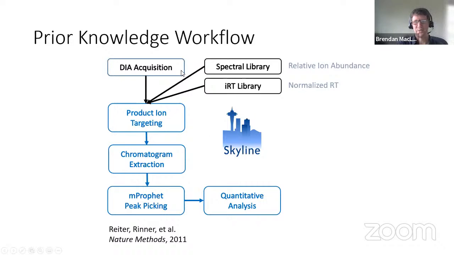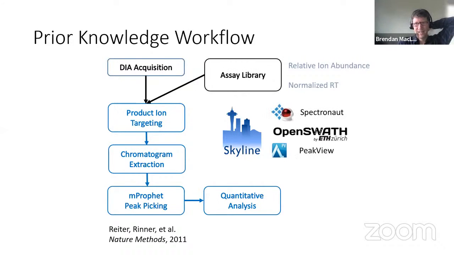So then, yeah, we do that. We target these product ions. So in DIA, we're targeting product ions, whereas in DDA, we would target the precursor and extract, and then we do chromatogram extraction in the MS spectra. And then apply an mProphet model to pick the peaks that we're going to use for quantification, and then we can do quantitative analysis.